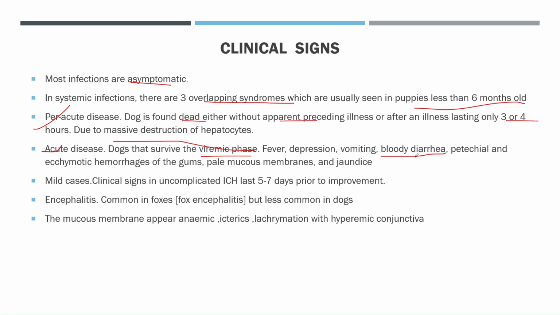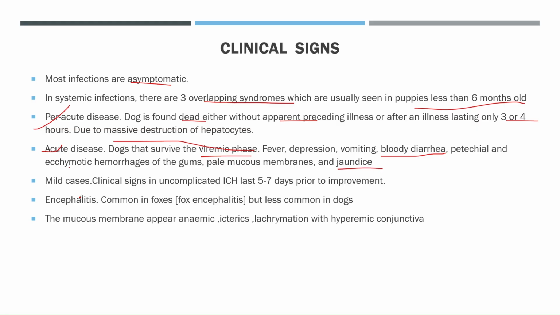It is also known as hemorrhagic enteritis. Petechial and ecchymosis, hemorrhage of gums. Okay, so you will see ecchymotic. You will get what is the difference between petechial and ecchymosis. Petechial are pinpoint, these are 1 to 2 mm. And hemorrhages of gums, pale mucous membrane, and jaundice.